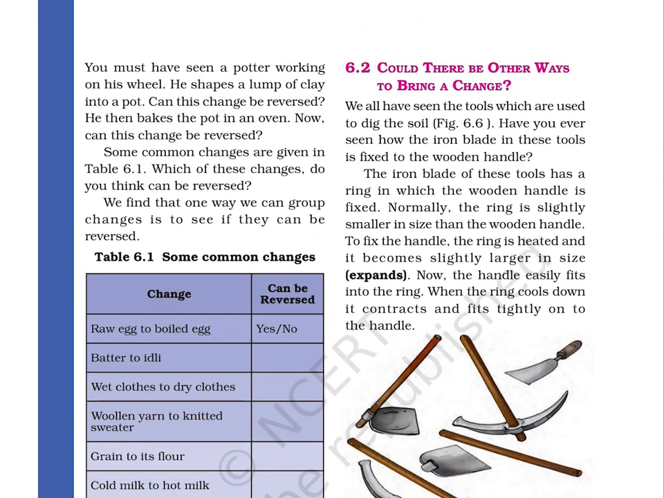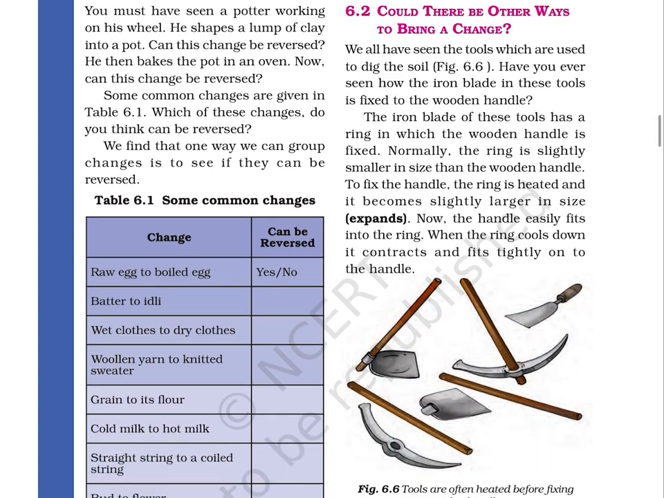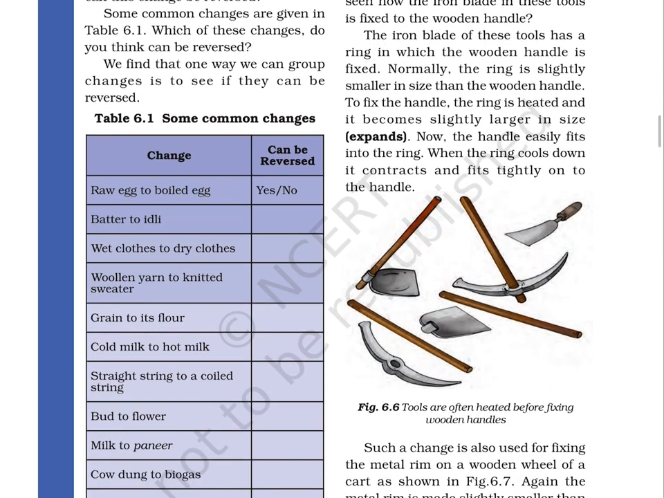6.2. Could there be other ways to bring a change? We all have seen the tools which are used to dig the soil, figure 6.6. Have you ever seen how the iron blade in these tools is fixed to the wooden handle? The iron blade of these tools has a ring in which the wooden handle is fixed. Normally, the ring is slightly smaller in size than the wooden handle. To fix the handle, the ring is heated and it becomes slightly larger in size.